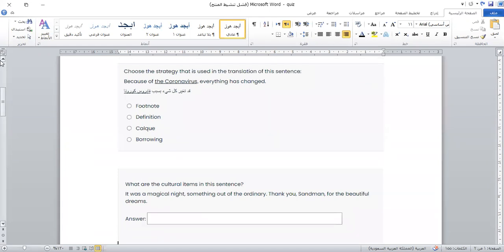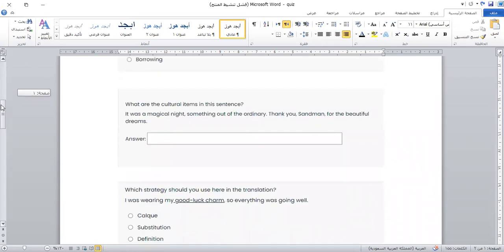Okay, second question. The coronavirus, corona. It's not a footnote, it's not a definition, it's definitely not a calque, it's borrowing. You know, it's the same word, only it was written in the Arabic alphabet, right? So it is borrowing, like intifada.